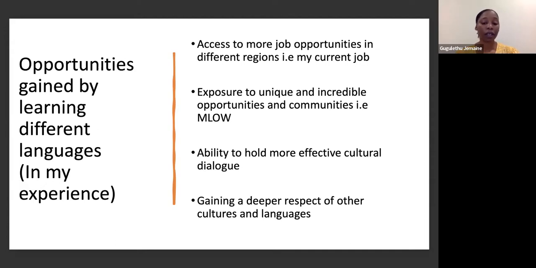Like I said before, learning another language gives you the ability to hold more effective cultural dialogue, not only on your end, but the people around you, when they see you make an effort to learn about their language, to learn about their culture, I think that they open up more to you because they see a friend in you, someone who is trying to move towards them in a positive manner.